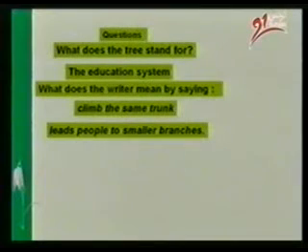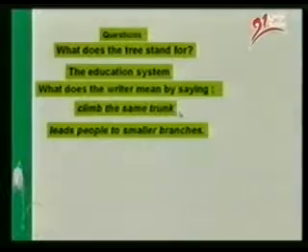Leads people to smaller branches. What does it mean by that? If we speak about smaller branches, which means we speak about specializing in different branches, or it depends on the decision, on your choice, which means which branch you are going to follow, art, science, and it depends also on the professional future, for example, what you want to be in the future.